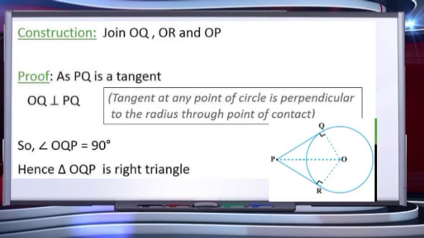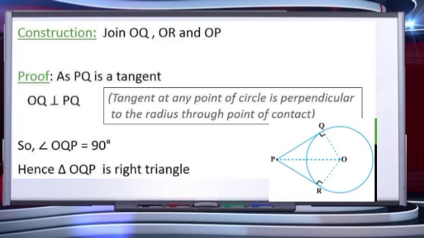Here, as you can see in the triangles PQO and PRO, PO is common between the two triangles. OQ is equal to OR as the radius of the same circle, and angle PQO is equal to angle PRO, equal to 90 degrees. So by RHS both the triangles are congruent and we will get the required result.